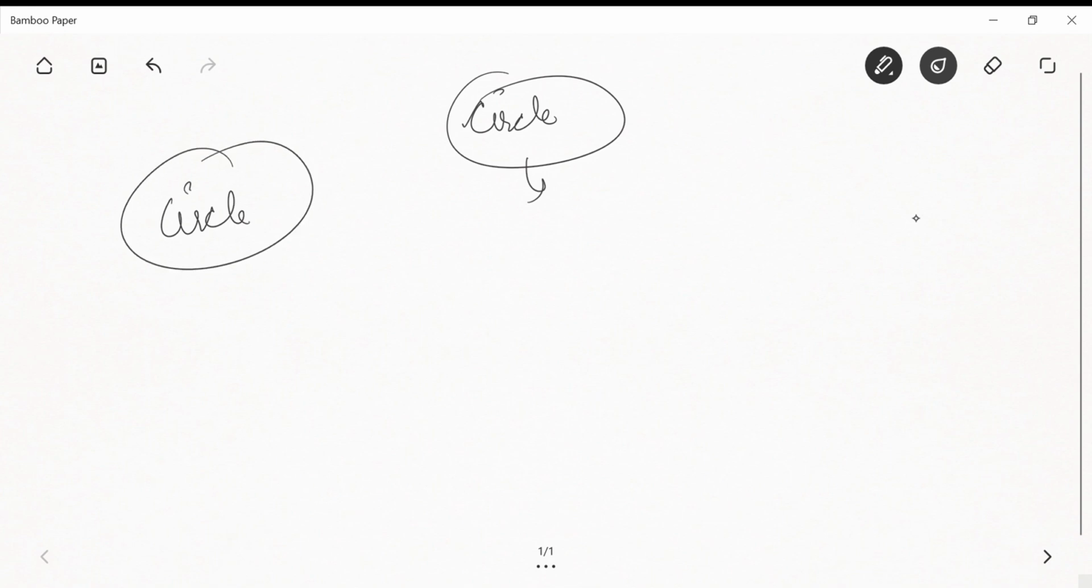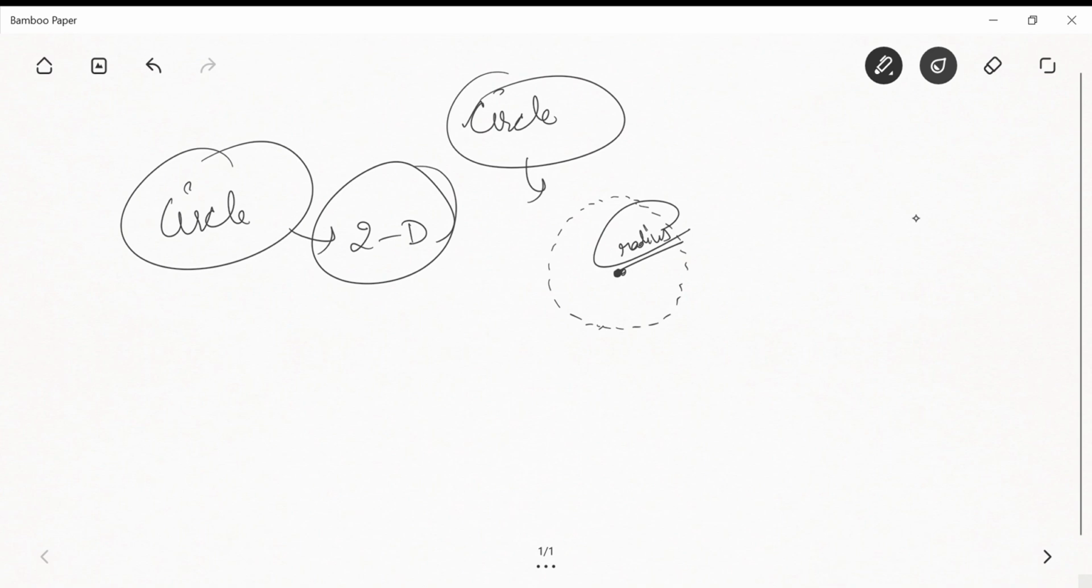What is a circle? A circle is basically a two-dimensional geometrical figure such that all points on the surface of a circle are equidistant from the point called the center. Points which are equidistant from the center form the circle. The distance from the center to any point on the surface of a circle is called the radius. I hope this is clear to everyone.